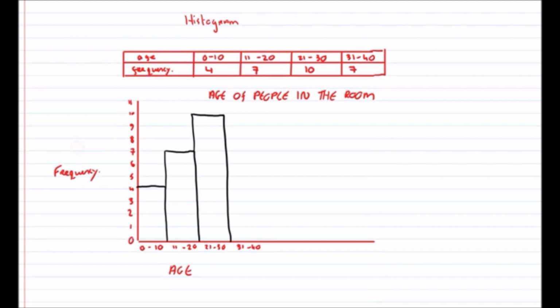31 to 40 is 7. Okay, so that's that done. And remember again to label your x and y axis and all your histogram.